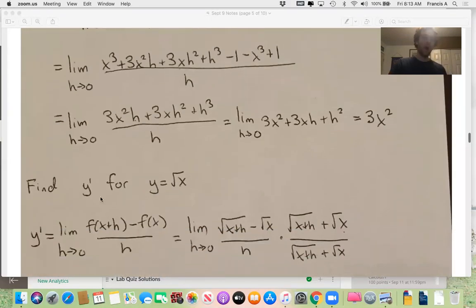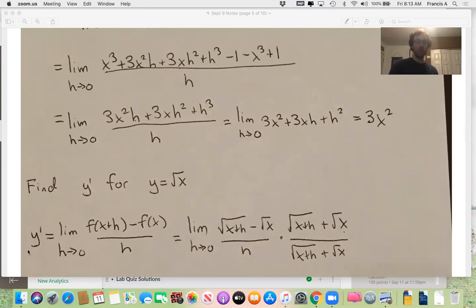So let's find y prime for y equals the square root of x. So here, first up, the notation is a little bit different, but it's still saying your function is given by this equation, y equals stuff with x, and y prime is the derivative of the function that this equation is specifying. So while the notation is different, the limit that you find has the same form.